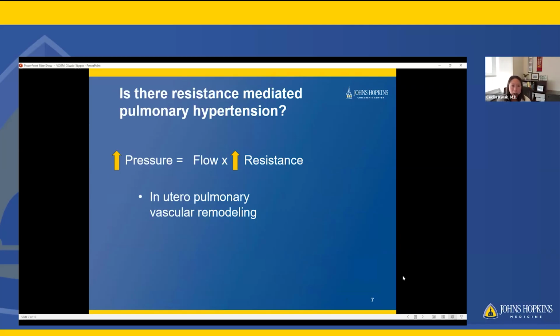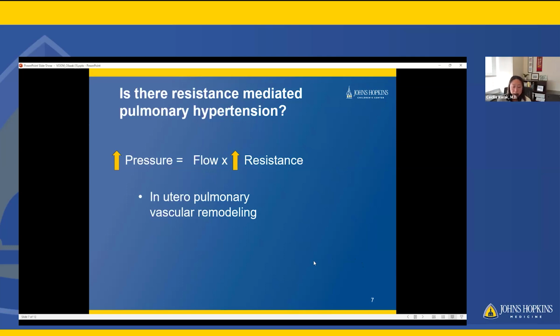So after all that, there's still a question: is there some resistance-mediated pulmonary hypertension in babies who have vein of Galen malformation? I don't know the exact right answer, but it does seem like there may be a mixed phenotype here in some cases, and perhaps more severe cases as well.